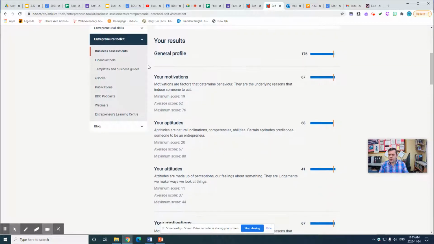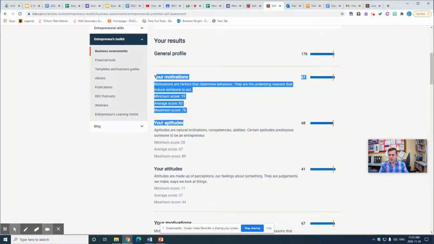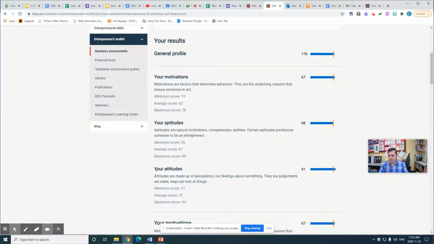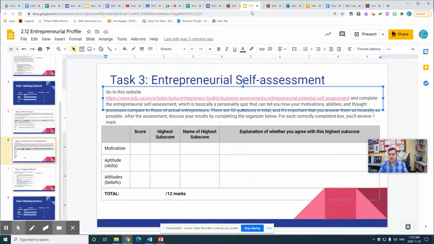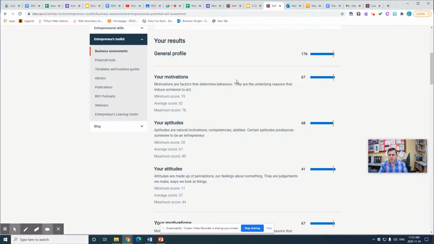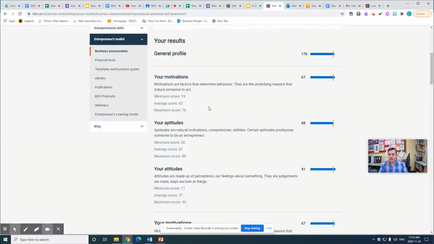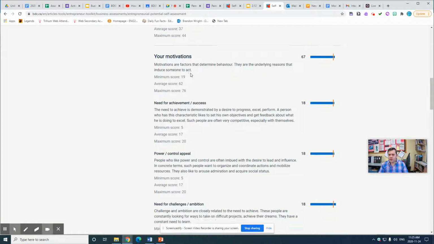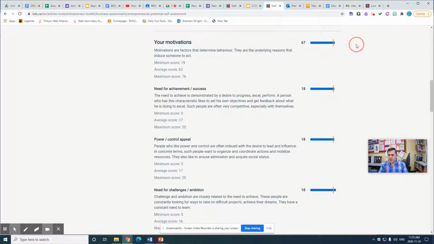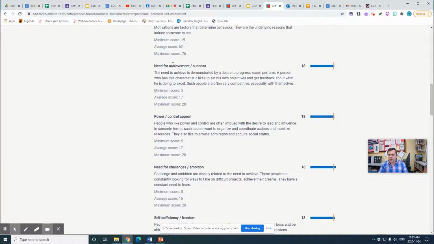And then it breaks down your motivations, aptitudes. Aptitudes are your abilities, and attitudes, those are your beliefs. Motivations are pretty self-explanatory. Let's go back here. So let's look at motivations. My motivation score is 67, so I'll put that there. And then let's go down to the motivation subsection. So my motivation is right here, and these are my sub-scores right here.